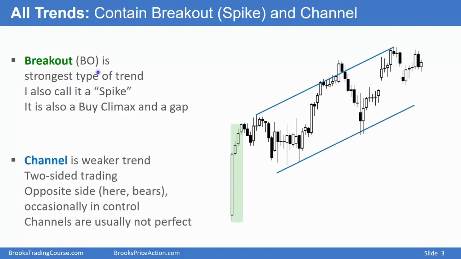Every trend is either a breakout or a channel. A channel is a weaker type of trend in which there is two-sided trading. So you get bulls in control for a part of it, bears in control for another part of it. And the way you draw channels, it's rarely perfect. The lines are rarely perfectly corresponding to the points in the channel.